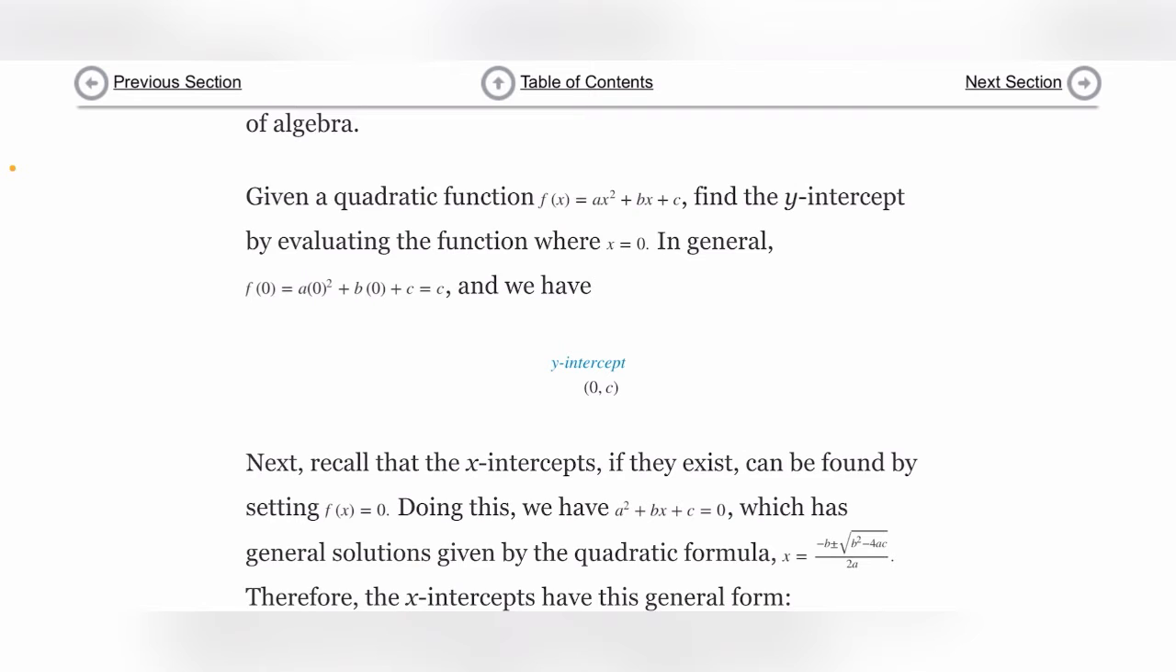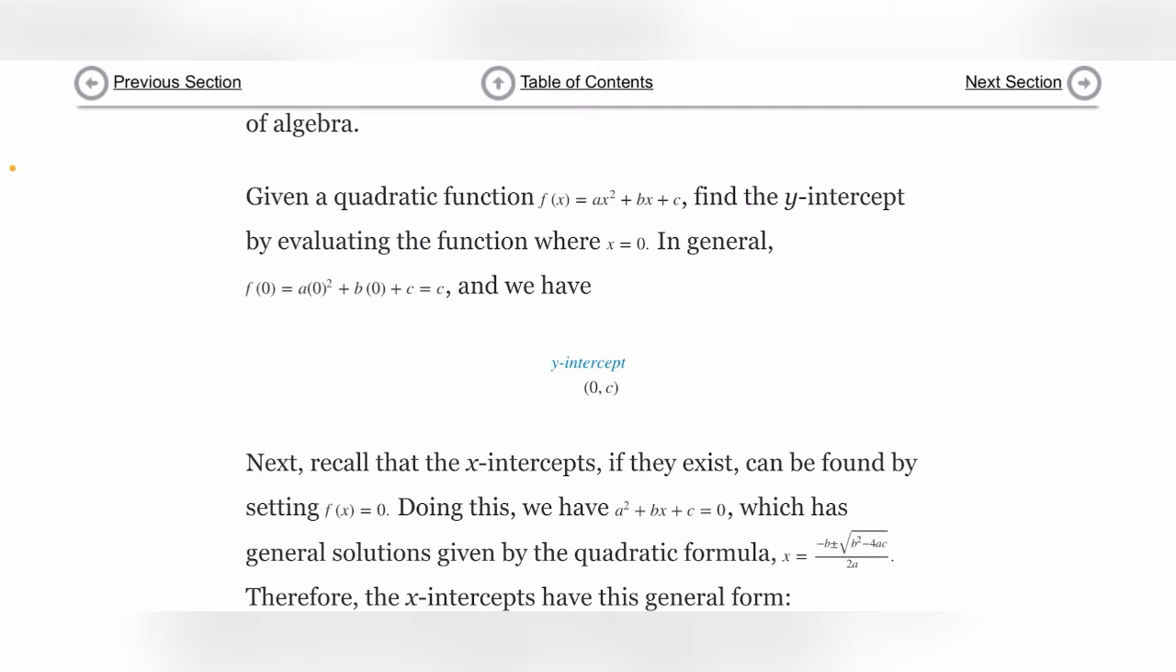We're given a quadratic function, ax squared plus bx plus c. They say, find the y-intercept by evaluating the function where x equals 0.